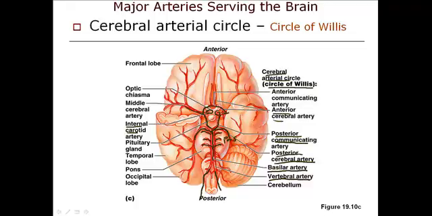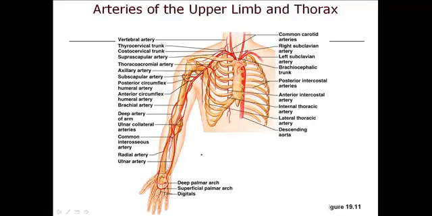And the middle cerebral is fed by the internal carotids. So the internal carotids basically anastomose with the vertebral arteries down here. And there's double blood supply to all of these structures, as it should be. So, upper limb, here we go.